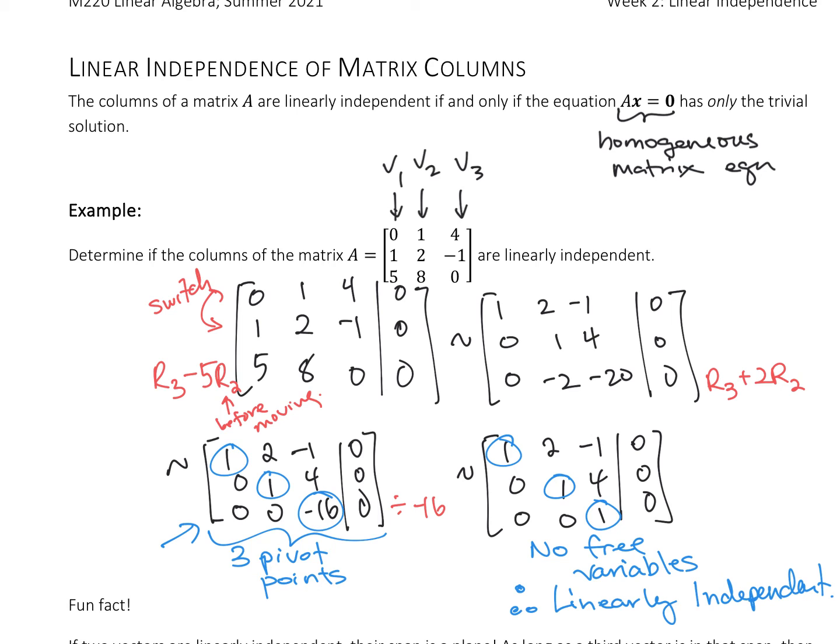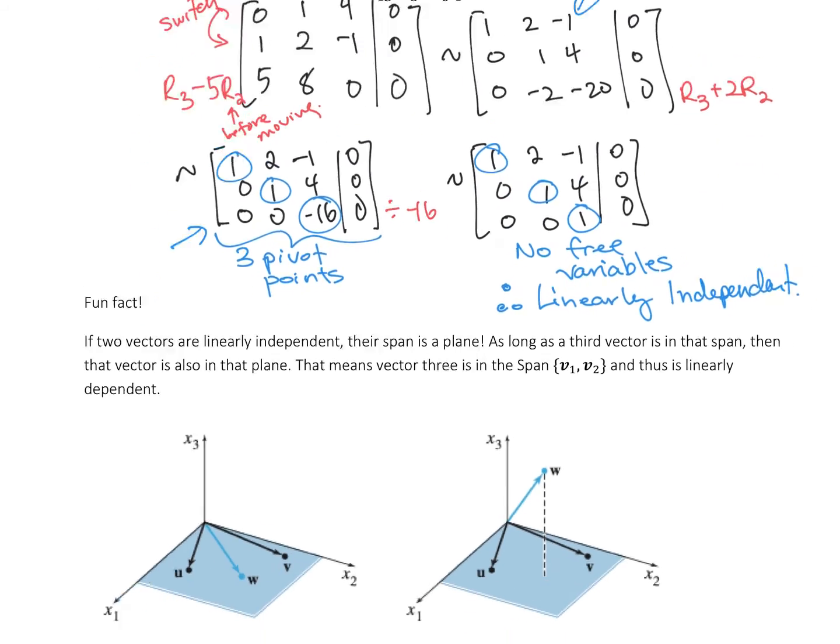So honestly, you could stop either way. This one here is not enough to tell us that information, but once I can get down to that third matrix that I have here, then I have enough information to say that I have 3 pivot points, so I have no free variables, I'm linearly independent, they're not linear combinations of each other. There are 8 different ways to say the exact same thing here. Woohoo! Okay, so let's talk about my little fun fact here.